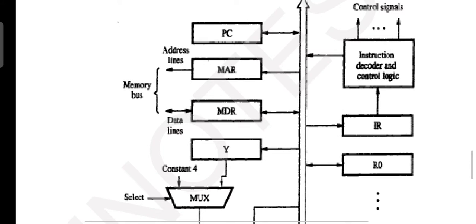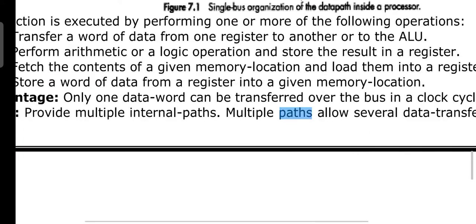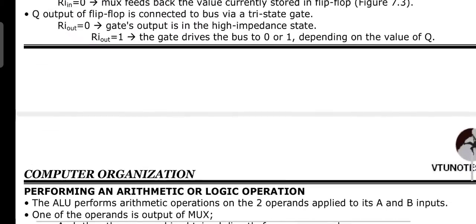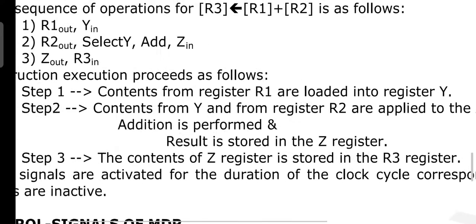So Y in will be activated. R1 out will be activated first. If you activate the R1 out, what will happen? R1 out will be placing the data, it is giving the output onto the internal processor bus. This is to be taken as the input by Y, so activate Y in, right? That is what is mentioned here. See, R1 out and Y in.